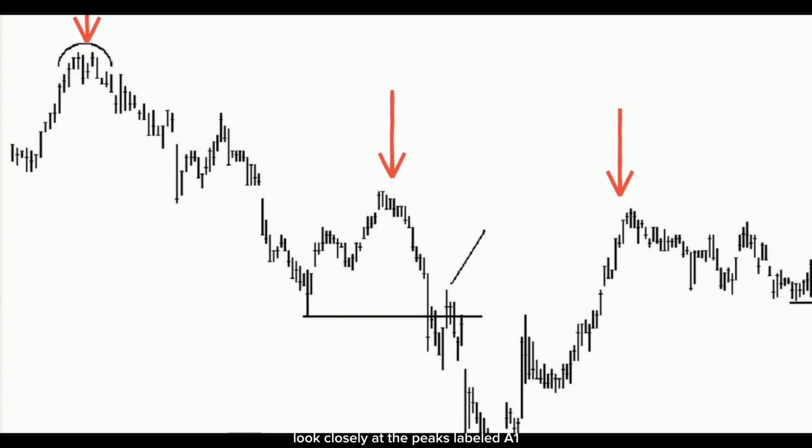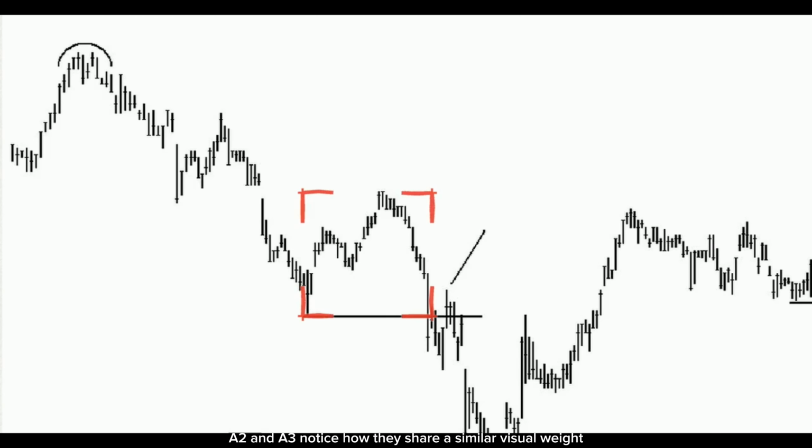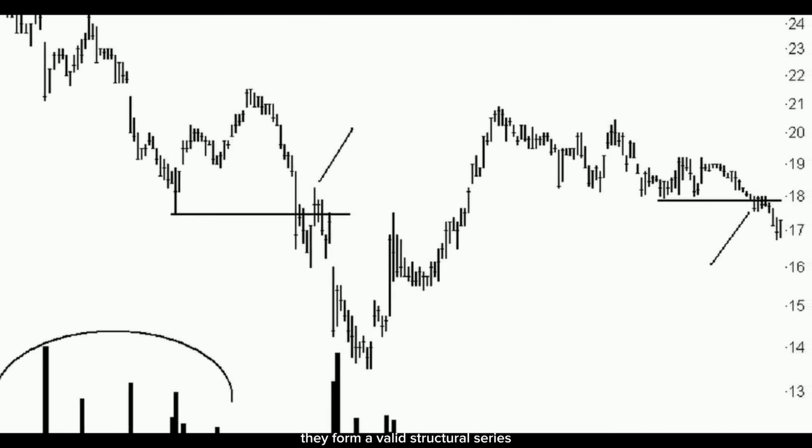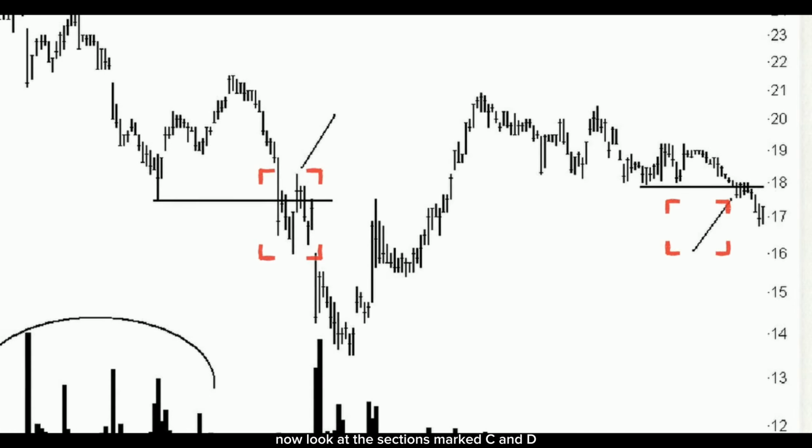Look closely at the peaks labeled A1, A2, and A3. Notice how they share a similar visual weight. They are wide, rounded, and take roughly the same amount of time to form. Because their proportions match, they form a valid structural series. Now look at the sections marked C and D. These are narrow, 1 or 2 day price spikes. They belong to a completely different class of movement.